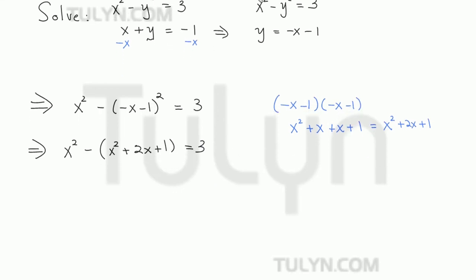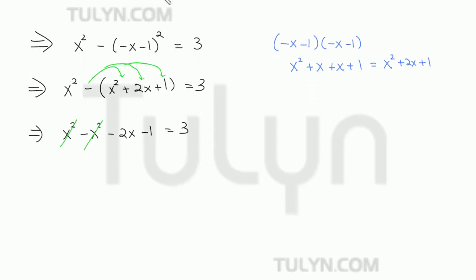So now, the next step I want to do is I want to distribute this negative to each of the terms, right? So what that basically does is it just changes the sign of everything. So we have x squared minus 2x minus 1, which is equal to 3. These x squareds, when you add them together, give you 0. And this simplifies to minus 2x minus 1 is equal to 3.